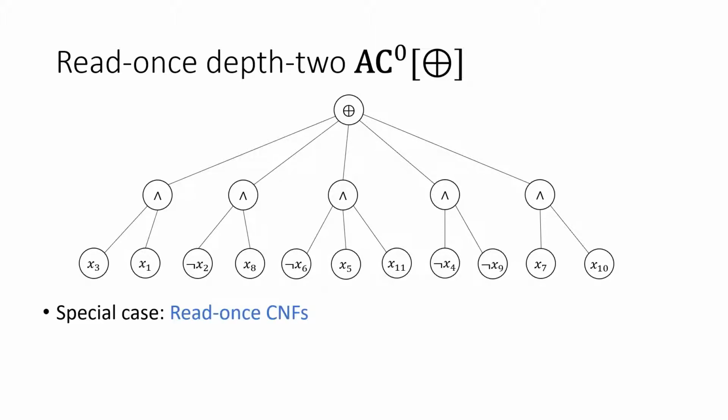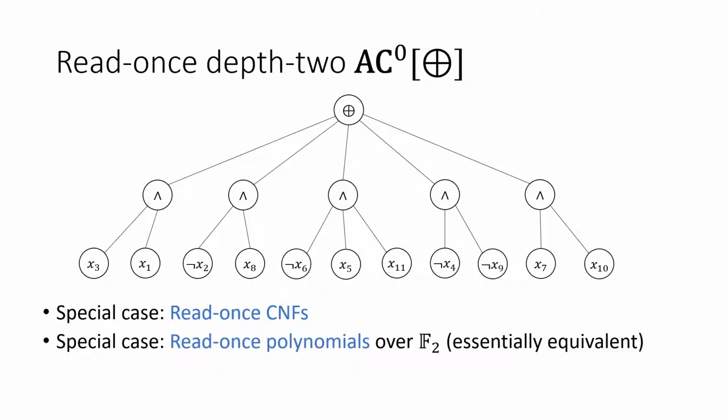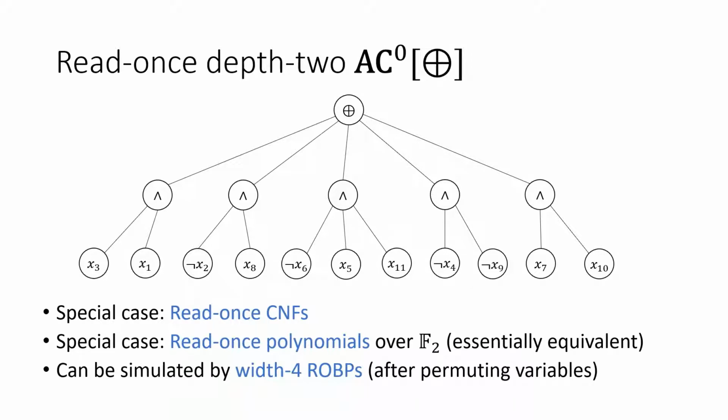As a special case, this class includes read-once CNFs and read-once DNFs. It also includes read-once polynomials over the field with two elements. In fact, this model is essentially equivalent to read-once polynomials. In the other direction, every read-once depth-2 AC0 formula with parity gates can be simulated by a width-4 read-once branching program under some variable order.